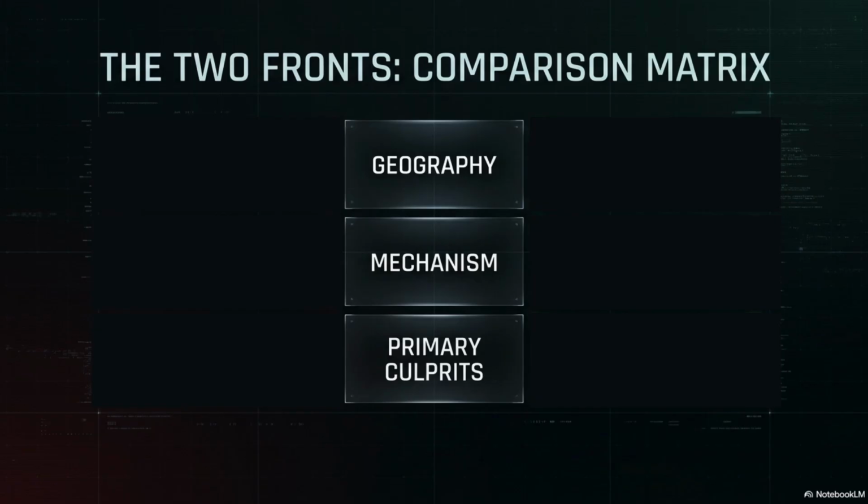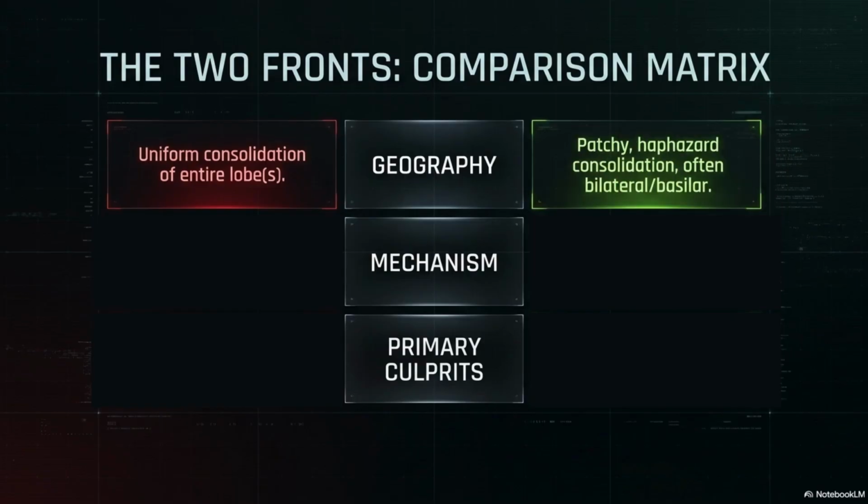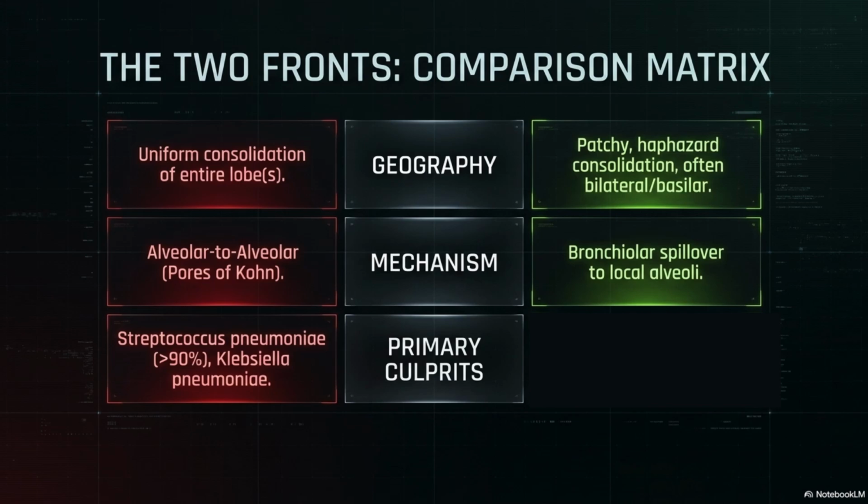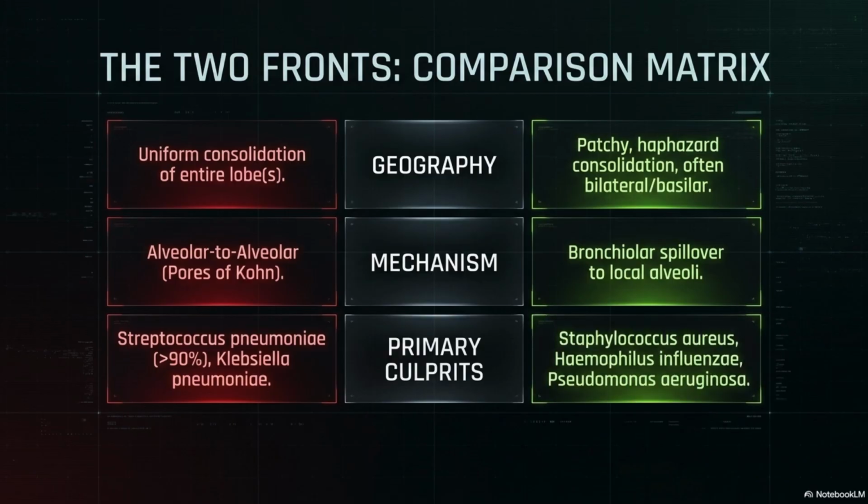Looking at geography, lobar pneumonia has a uniform consolidation of entire lobes, whereas bronchopneumonia has a patchy haphazard consolidation that is often bilateral or basilar. Looking at the mechanism, lobar is alveolar to alveolar via the pores of Kohn, while broncho is a bronchiolar spillover to local alveoli. Finally, the primary culprits for lobar: it's Streptococcus pneumoniae in more than 90% of cases, along with Klebsiella pneumoniae. For broncho, the culprits are Staph aureus, Haemophilus influenzae, and Pseudomonas aeruginosa.